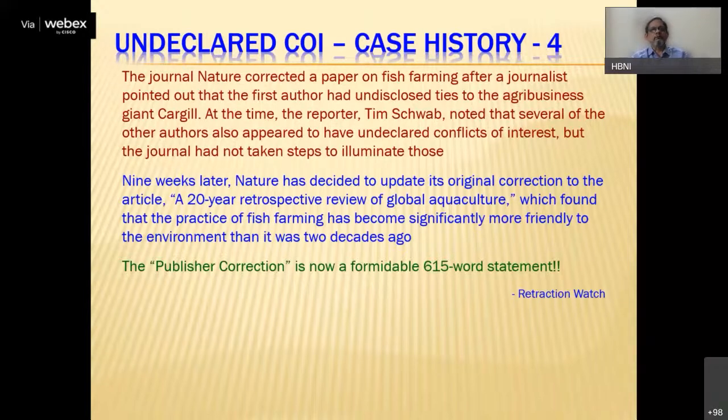So now Nature actually made a publisher correction, and in fact, it's a very detailed statement comprising about 615 words. So that's how cases of undeclared conflict of interest take place.